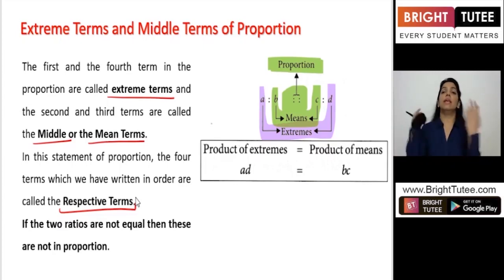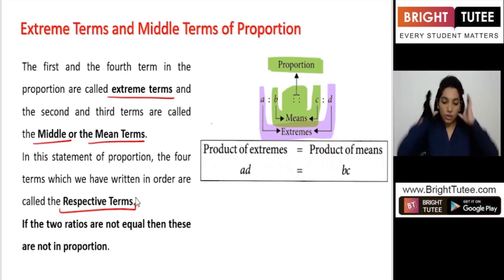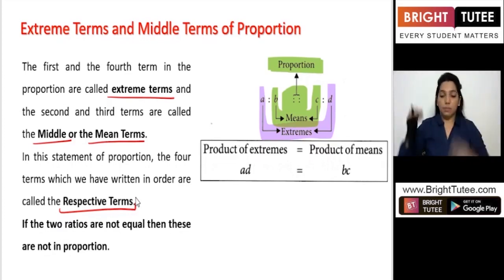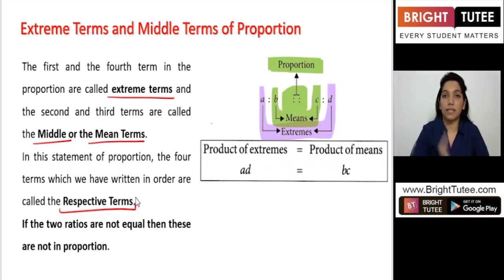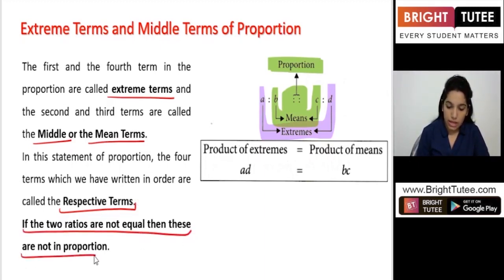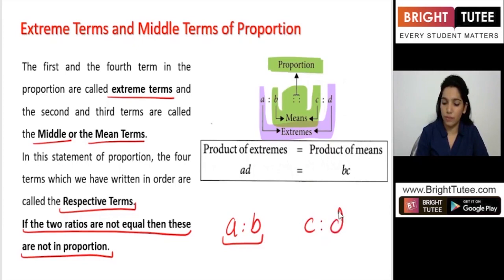And what order is it? A, B, C and D. So it says in this statement of proportion, the four terms which we have written in order are called respective terms. If the two ratios are not equal, then these are not in proportion. We have already discussed this, that if we are not able to find that A is to B is equal to C is to D, we say that these two are not in proportion.